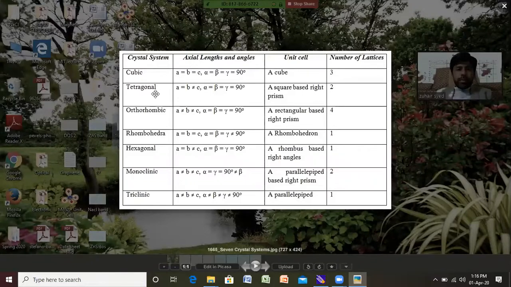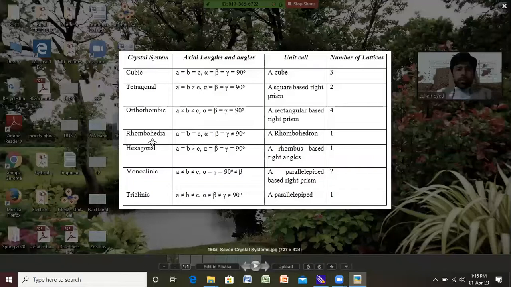Then tetragonal. Tetragonal has two sides equal: A is equal to B, but not equal to C. The third length is not equal. And all angles, alpha, beta, and gamma, are equal to 90 degrees. All angles are 90 degrees in tetragonal as well. In orthorhombic, all sides are not equal: A is not equal to B, is not equal to C. All the lengths are not equal to each other, but all angles are still 90 degrees.